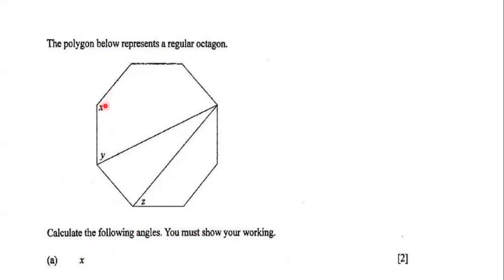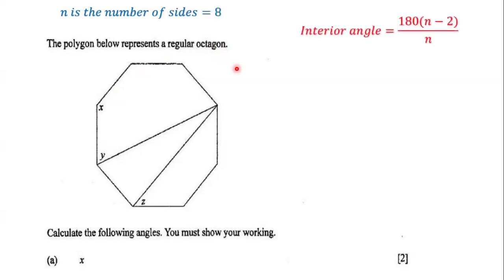So what we have to figure out is the measure, or the value, of an interior angle of this regular octagon. In order to do that, we're going to use this formula. The formula states that the interior angle is equal to 180 multiplied by n minus 2, all over n. In this case, the number of sides is 8 because we're dealing with an octagon, and we can count: 1, 2, 3, 4, 5, 6, 7, 8. So it is 8 sides.